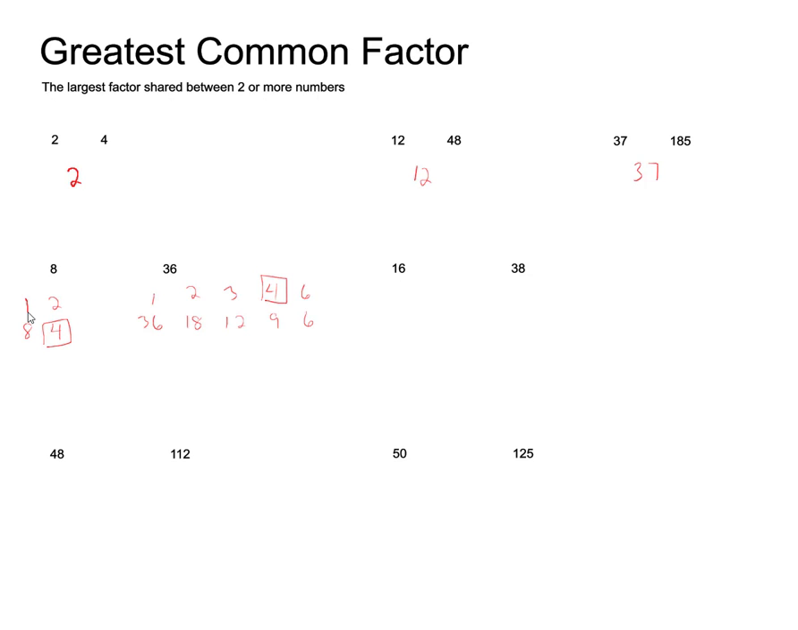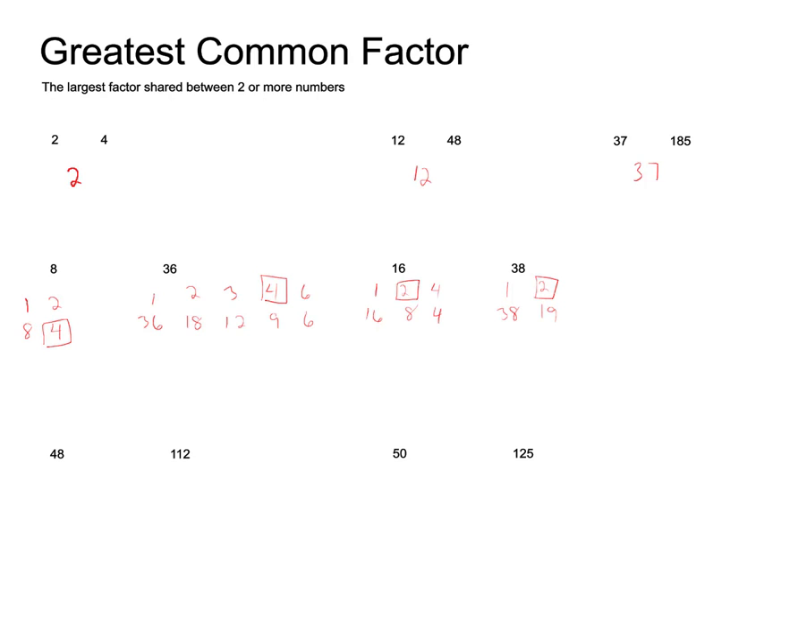Likewise, with 16 and 38, we can use the same method. So the factors of 16 are 1 and 16, 2 and 8, and 4 with itself. For 38, we have 1 and 38, and 2 and 19. And that's it. So again, comparing the largest factor between the two numbers, we see that it is 2.